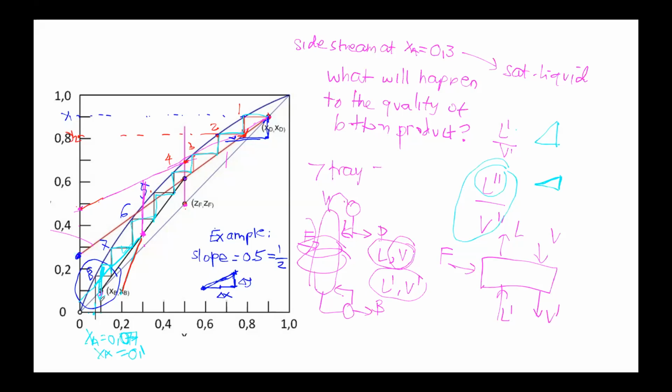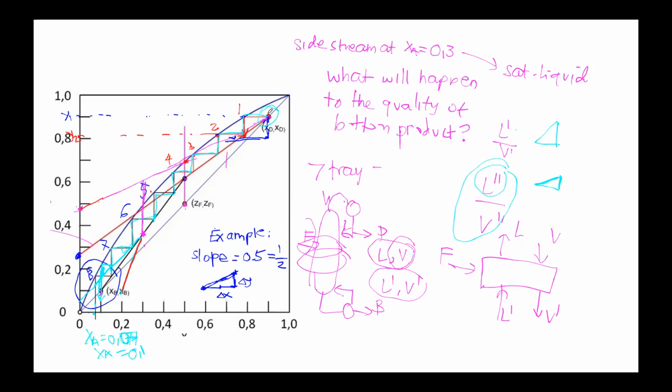And I want to ask, why do we use side stream if we get lower purity? Here's the thing. The product that we want is in the distillate.